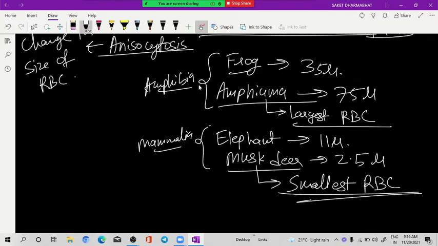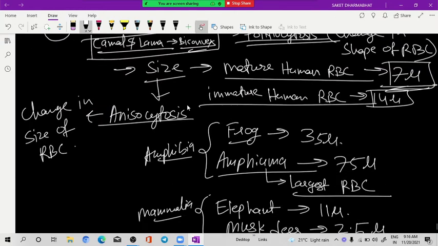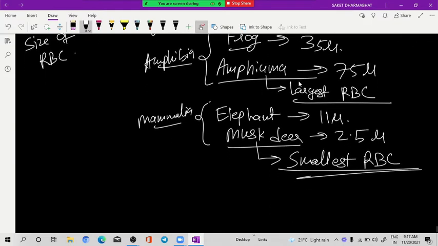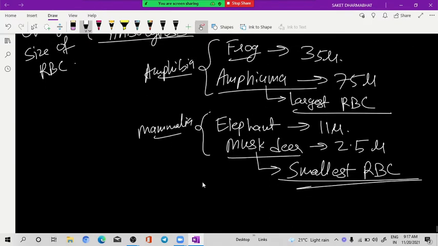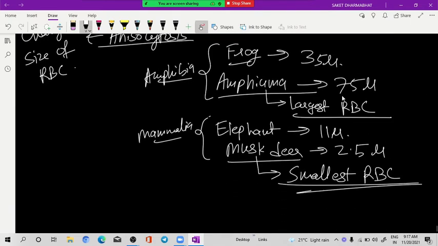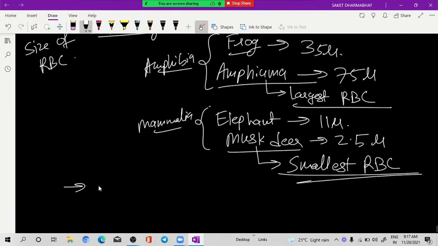Sir, what is that? Camel and llama examples. This one, the exception? Yes, sir. Camel and llama. Their RBC is only biconvex, whereas except these two, all the mammals are having biconcave circular RBC. Clear up to here? Okay, so smallest RBC, this one, and human RBC is 7 micron. Now, one thing, we will talk about the nucleus.